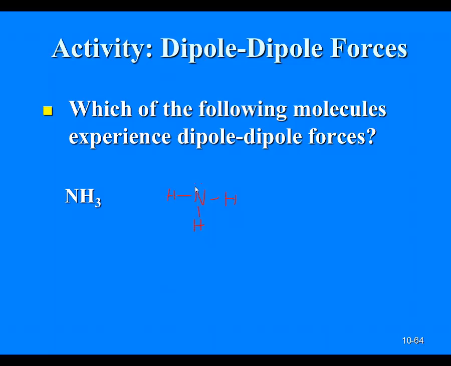Because of that, the lone pair of electrons on the nitrogen will distort the bond angles, and that causes a trigonal pyramidal geometry. And so I get a partial negative by the lone pair and partial positives out here by the hydrogens. So it's definitely permanent dipoles. And in fact, we're going to give this a special category.